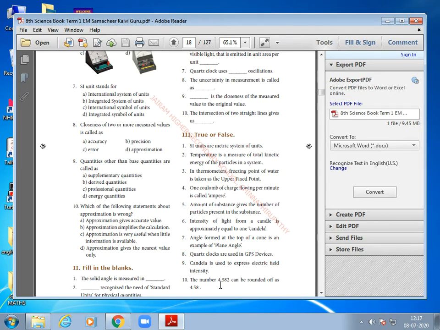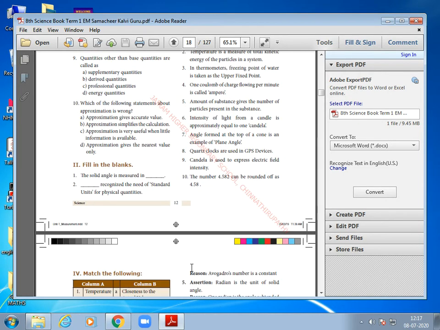Okay, next, the 10th one. The number 4.582 can be rounded off as 4.58. Is that true? The digit 2 is less than 5, so omit the number 2. The remaining value is 4.58. So the 10th question answer is true.